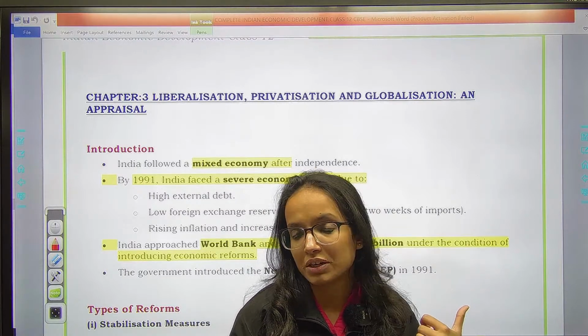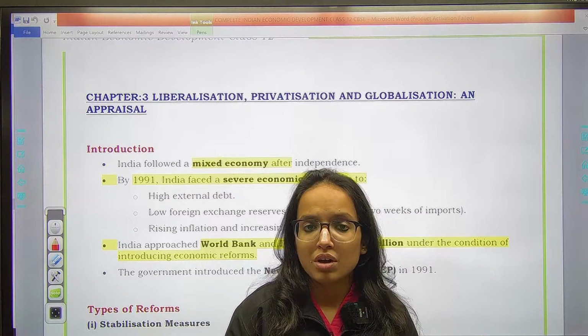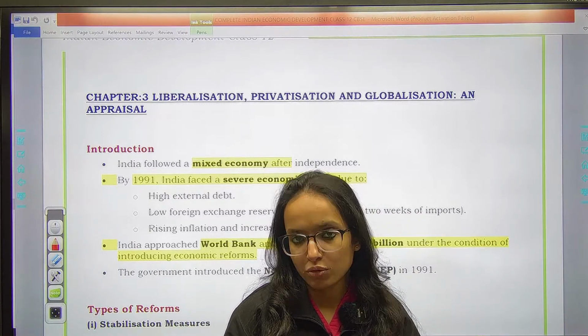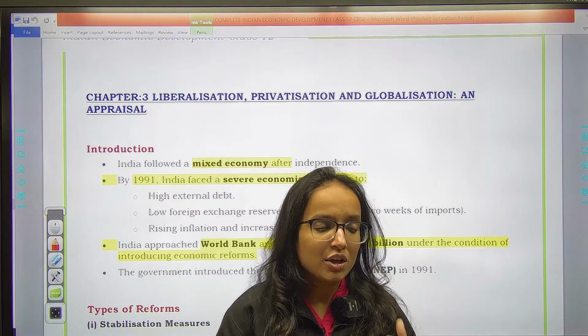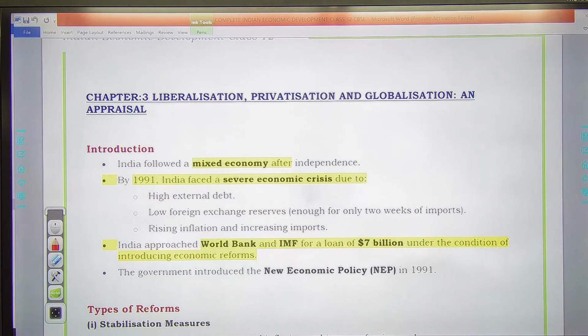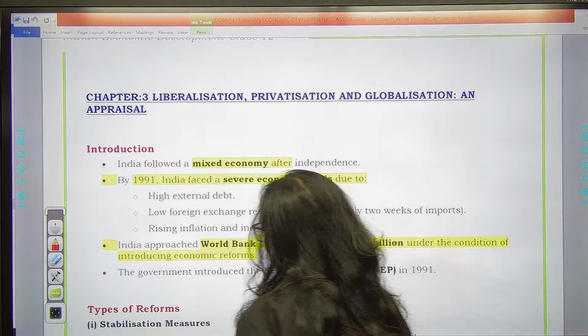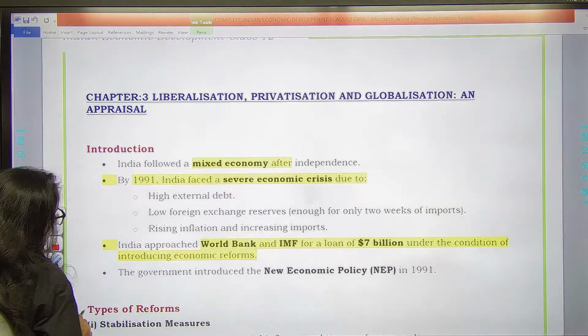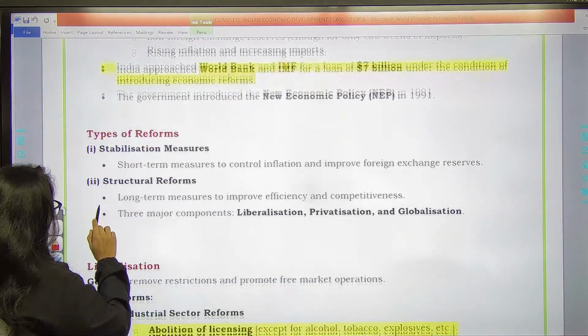this $7 billion of loan, but tomorrow again and again you will not be dependent on loan, and how will you be repaying it, right? So you need to have reforms in your economic structure. So that called for these kind of reforms in 1991. So let's see what the reforms were.